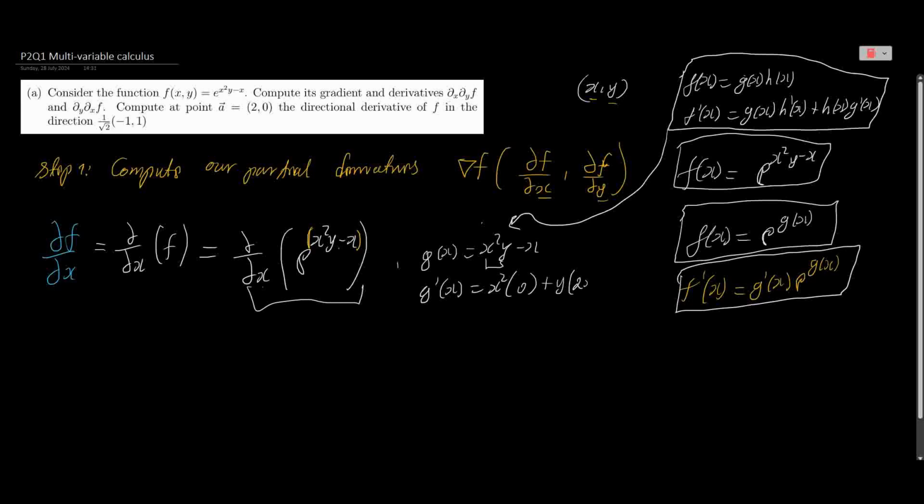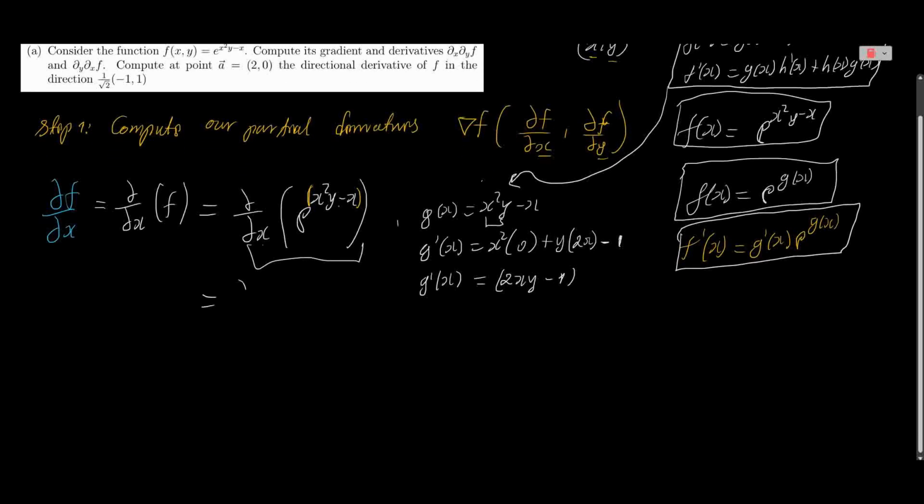We're going to have 2x minus, now we are with this function, we are done with this x squared y, right? So the derivative of minus x will simply be 1. So our g prime of x will simply be 2xy minus 1.